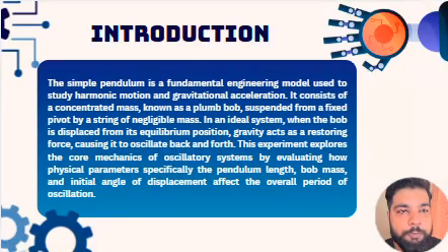When the bob is displaced from its equilibrium position, gravity acts as a restoring force, causing it to oscillate back and forth. This experiment explores the core mechanics of oscillatory systems by evaluating how physical parameters, specifically the pendulum length, bob mass, and initial angle of displacement, affect the overall period of oscillation.